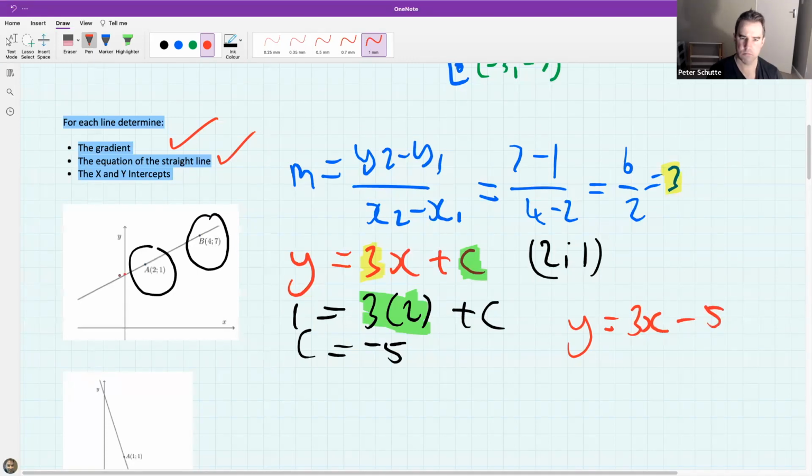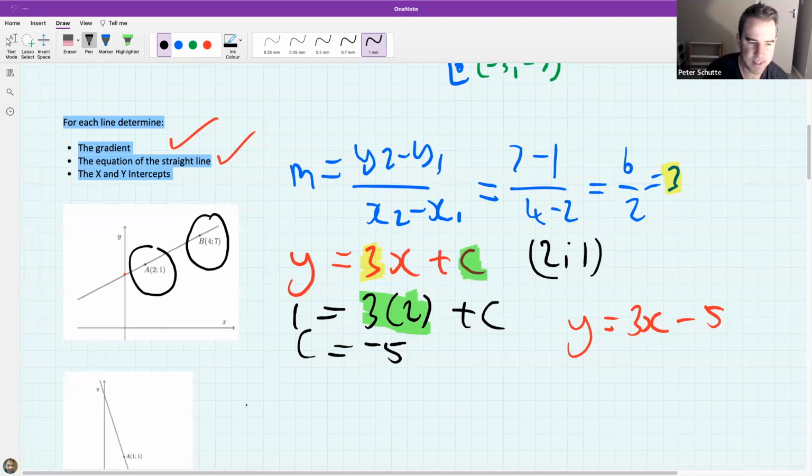Oh, have I done something wrong? Oh, 3x minus, have I really? 3 times 2, I put 1 there, plus c, minus 5. It doesn't look like it. Let's make sure I haven't made a silly mistake. The gradient is positive, that's fine. 2, 1, put a 2 there, I put a 1 there. Okay, yeah, that's fine. Okay, then the last step.